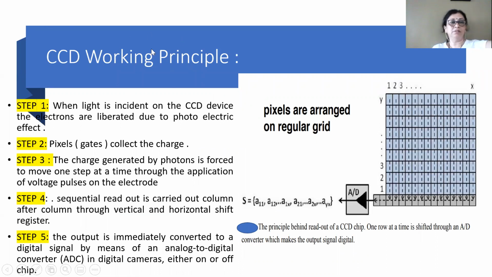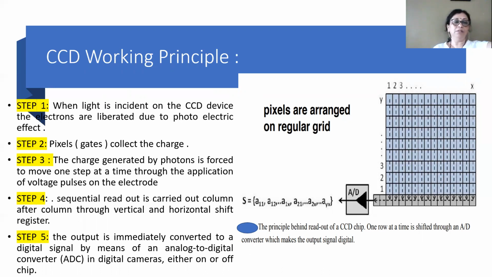So let us discuss the various steps which are involved in formation of image. Step number one is that when light is incident on CCD device, by the photoelectric effect, you have studied photoelectric effect, and just now I have explained you. Due to this photoelectric effect, the electrons are liberated. Okay, so this is step one of image formation.